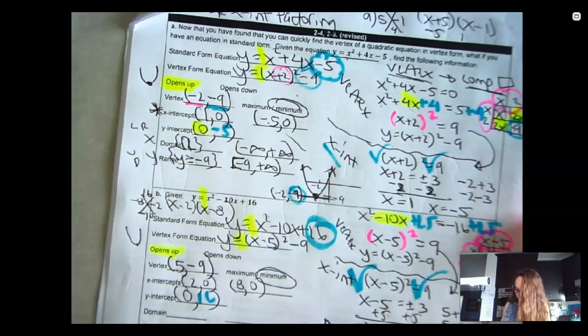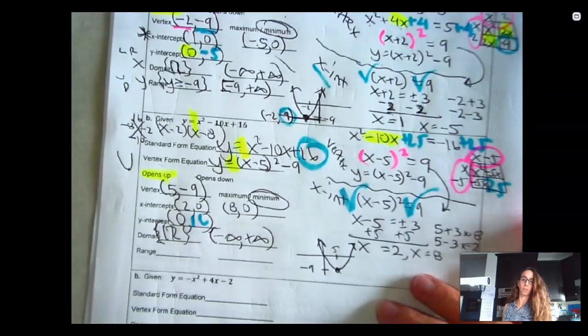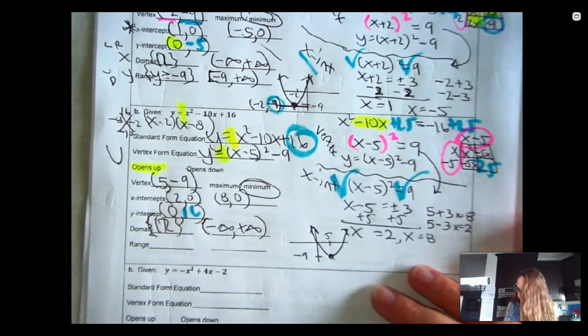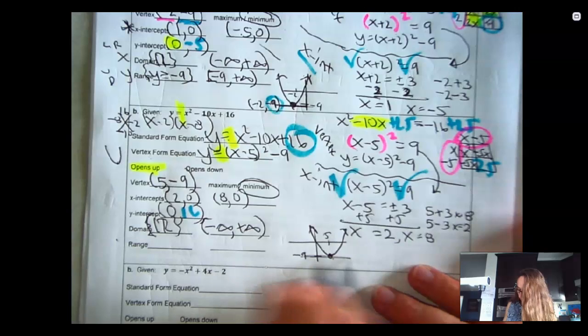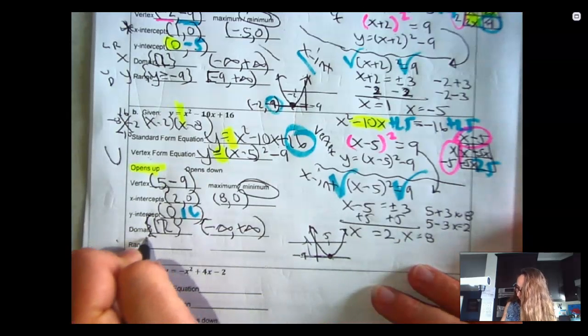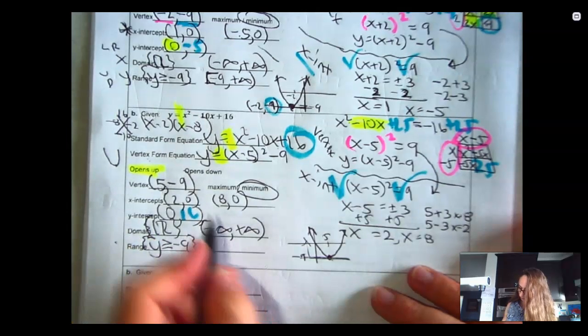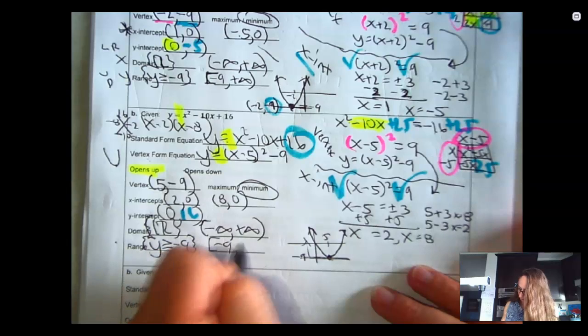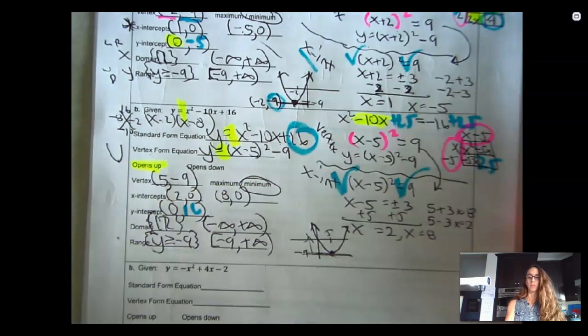So what's the domain? Everything right, everything left, all real numbers. What are you going to memorize? You're going to go, hey, whenever it's a parabola, the domain is always all real numbers. Okay, great. The range is the y, everything up, everything down. Well, it's here and going up. So it's the y value. Y is greater than or equal to negative 9. And then now negative 9, positive infinity. I'll do the last problem on this next video.